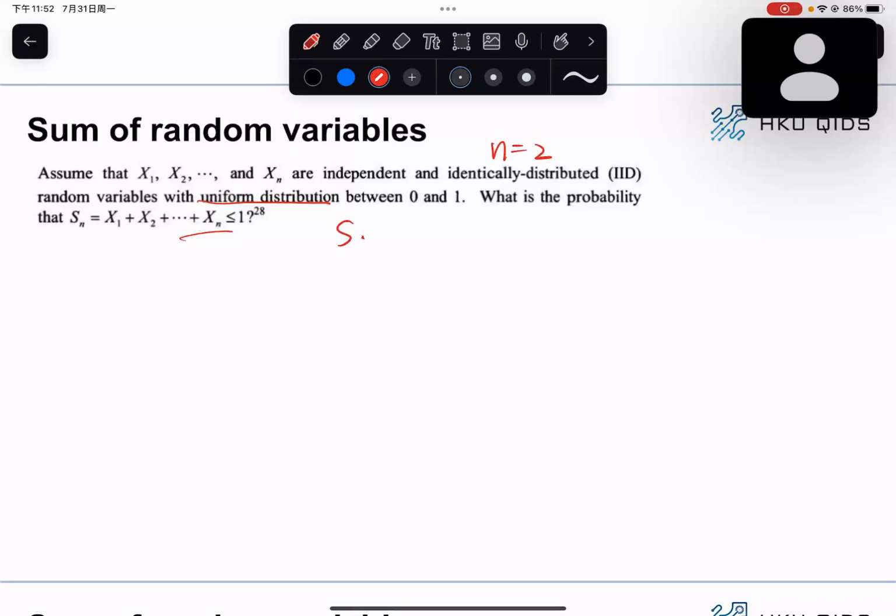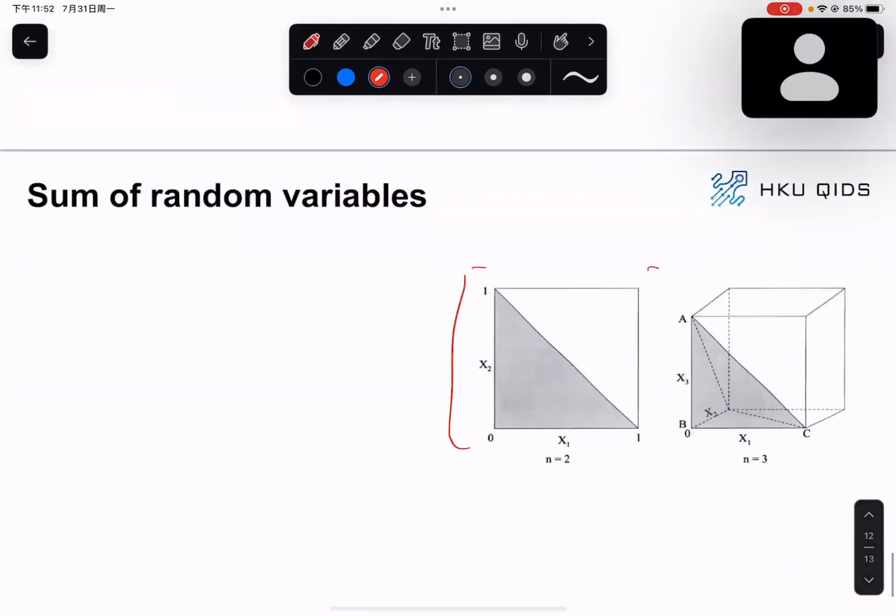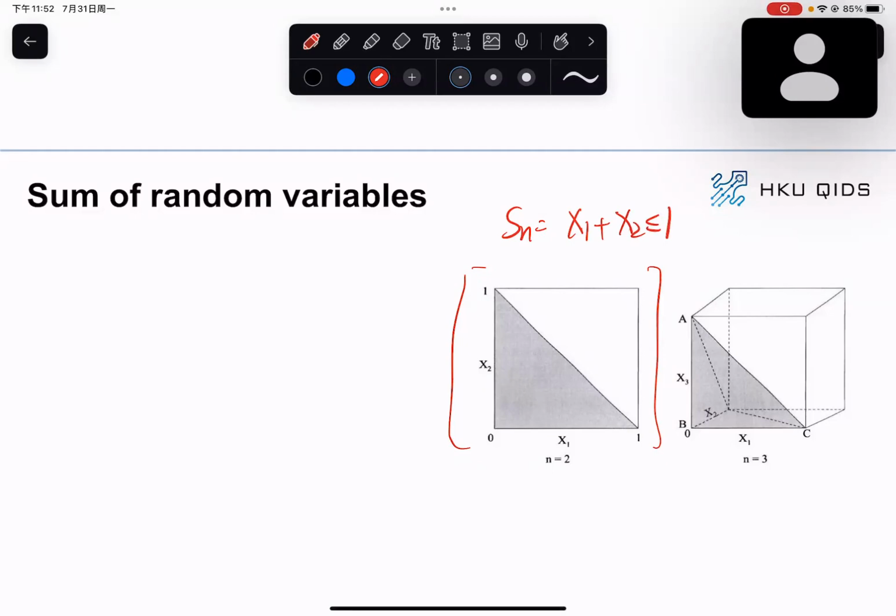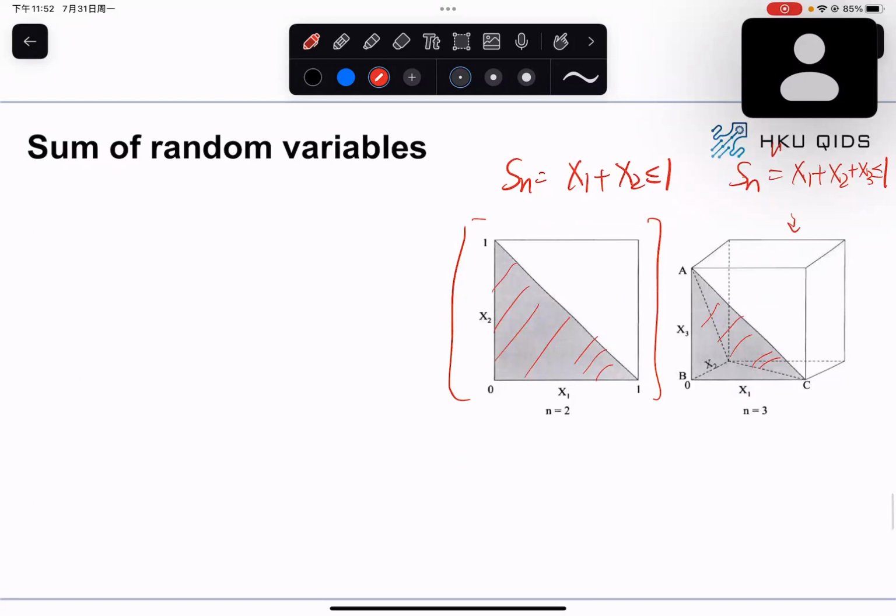And then the probability is equal to what? x1 plus x2 less than or equal to 1. This is Sn equal to x1 plus x2 less than or equal to 1. And this is the n equal to 3 case, where it is x1 plus x2 plus x3 less than or equal to 1. You can see this is a triangle, and this is somehow triangular, okay?